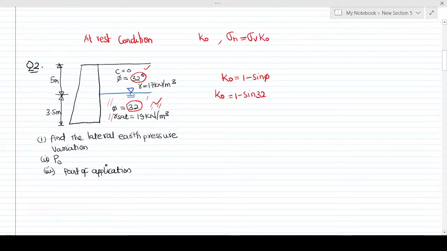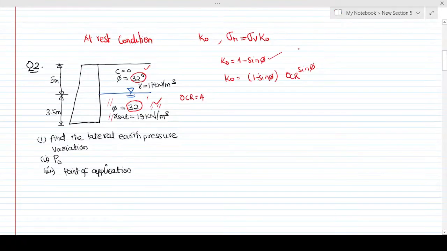I think in this question I forgot to add other parameters. They gave us the OCR of the soil, OCR of the soil is 4. So when they give you OCR, your K naught formula will change. Initially we know K naught to be this, right? Now K naught, you can also have K naught to be this: 1 minus sine phi multiplying the OCR to the power sine phi.